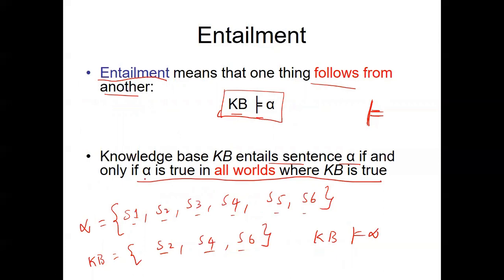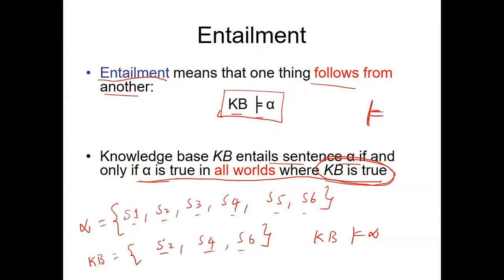The English meaning also, if you sense it: alpha is true in all worlds where KB is true. So we have to start from where? We have to start from KB. You should not start with alpha. If you start with alpha, you will land in trouble. If alpha is true in all worlds where KB is true, you have to start with KB.